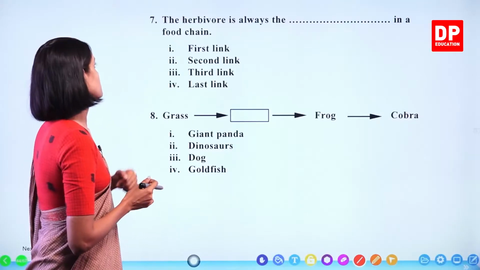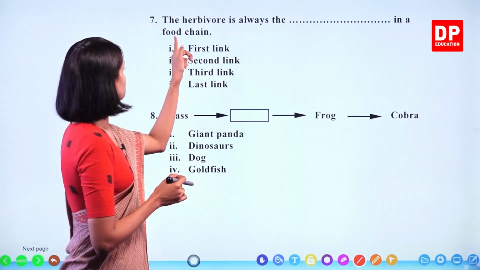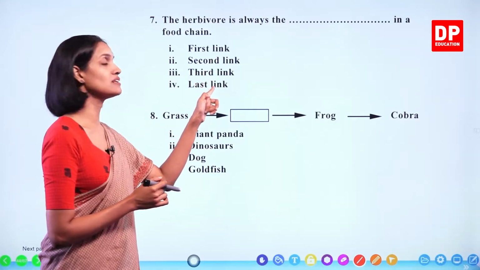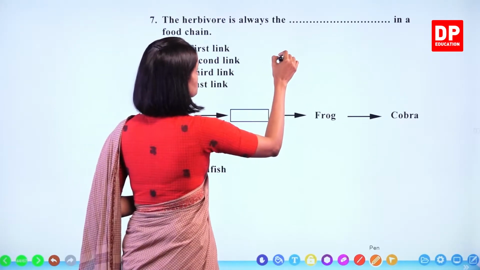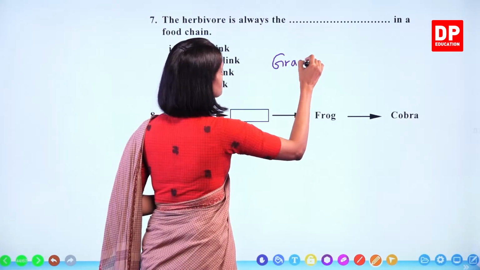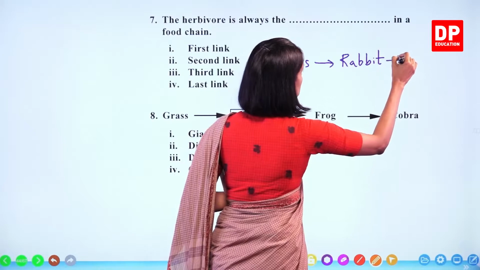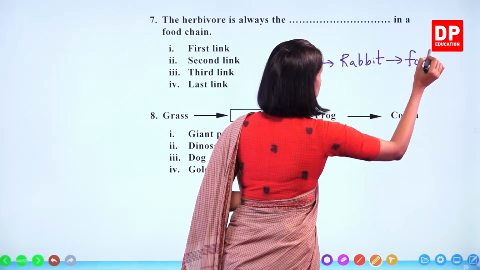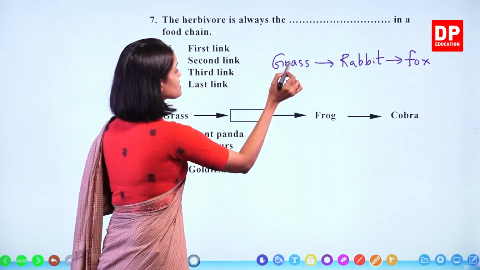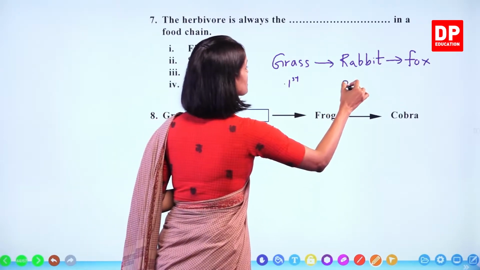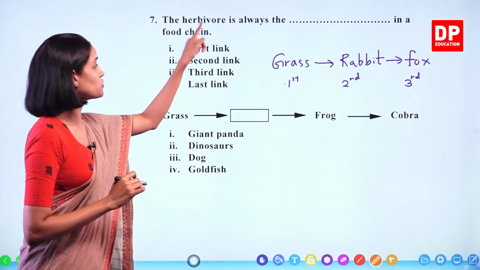Right. 7. The herbivore is always the which in a food chain? First link, second link, third link, last link. It should be the second link. I will show you. Right. So grass, rabbit, fox. Okay. So when you consider this is the first link and this is the second link and this is the third link. Right? So the herbivore is the second link.